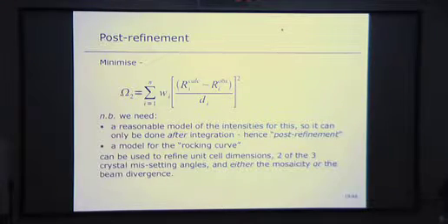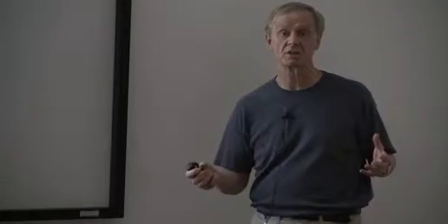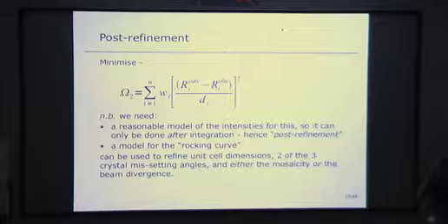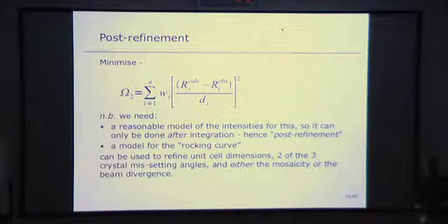But mathematically, all we're doing is, again, very similar to the one we did for the positional refinement. We take the calculated position of the reflection, the observed position, divide it by the apparent resolution of that reflection, the sum, and try to minimise that sum. But we do need to have a reasonable model of the intensities for that. And so we can only do it after some integration, hence post-refinement. We also need a model for the rocking curve.